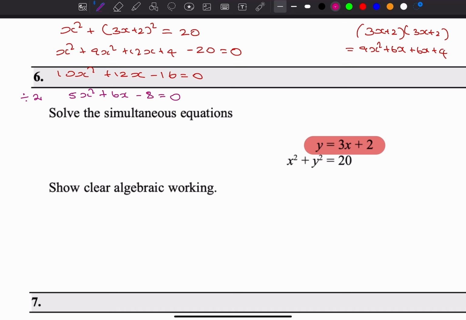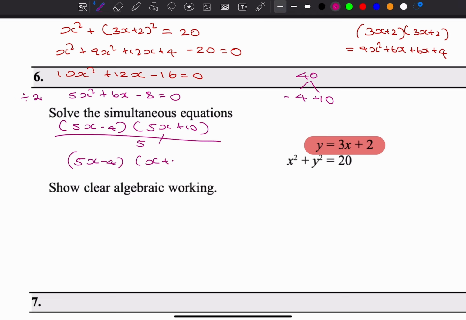Is it? Yep. And what do we do? 5 times 8 is 40. Factors of 40 that can make 6, of course: 4 times 10, you want plus 6, so minus 4 plus 10 in order to do that. So that gives us 5x minus 4, 5x plus 10, and remember everything divided by 5. I divide here: 5x minus 4, x plus 2. Two solutions: x is 4 over 5, x is minus 2.